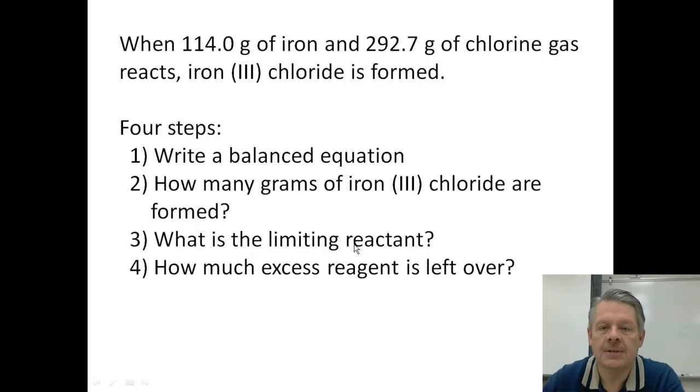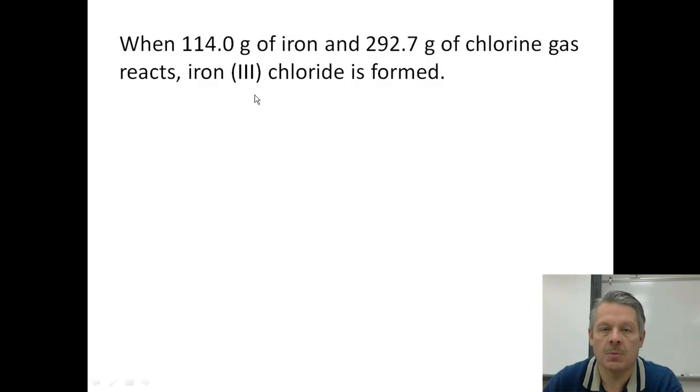There's the problem listed, and there are 4 steps. We have to make sure that when we do this, we go through all 4 steps. So we're going to have to write a balanced equation, figure out how many grams of iron chloride are formed, the limiting reagent, and how much excess reagent is left over. So we're going to go through that process.